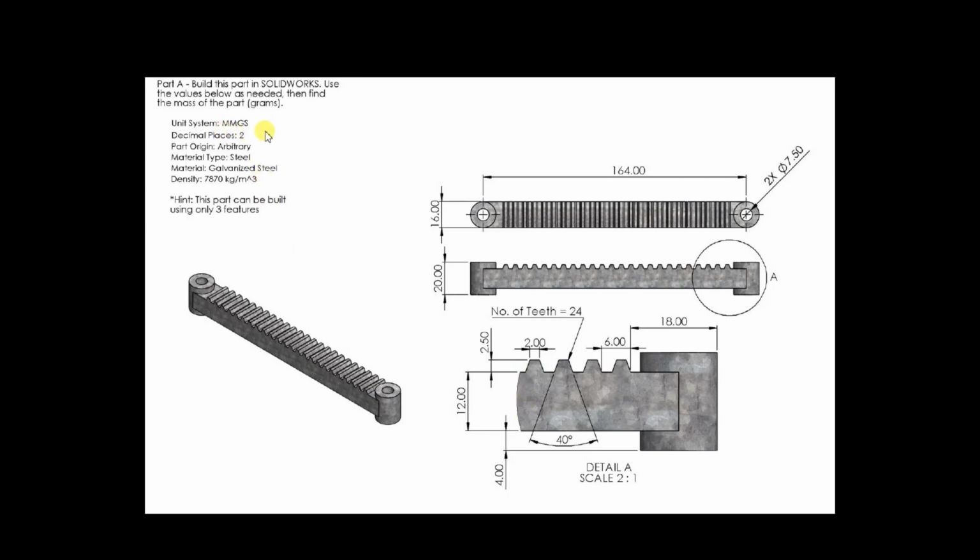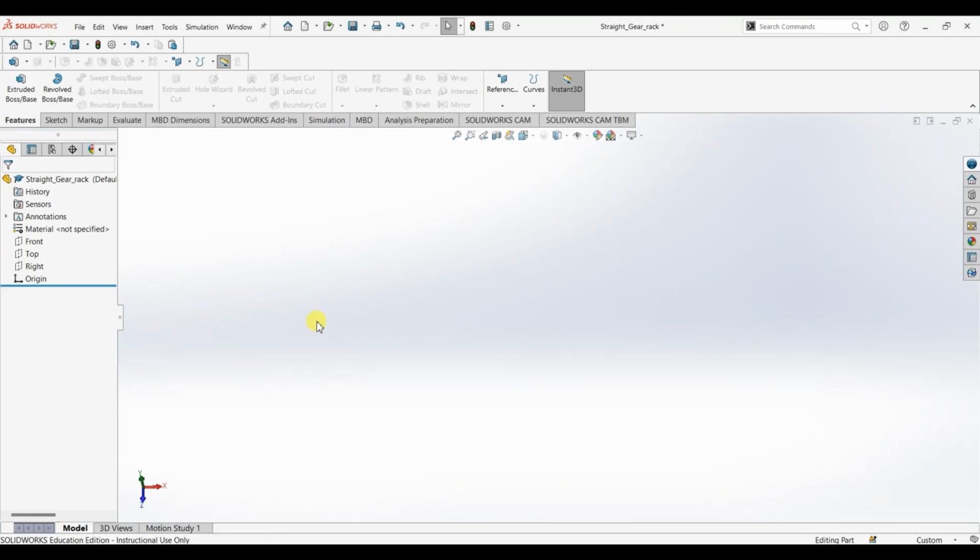The unit system we are going to use is MMGS. So let's go ahead and design this. For this part, I'm going to start the design from top view. First, I'm going to draw a rectangle with 164 as length and 16 as width.